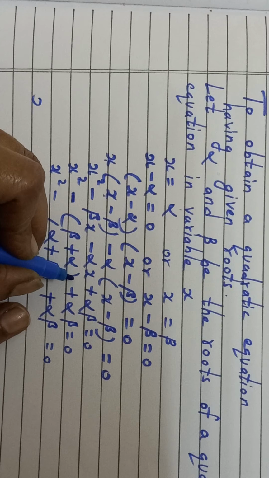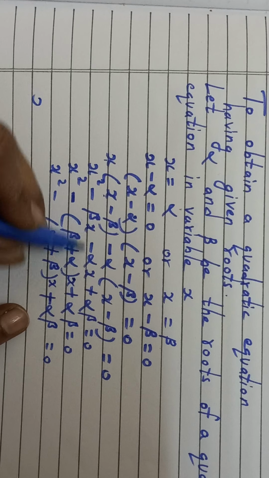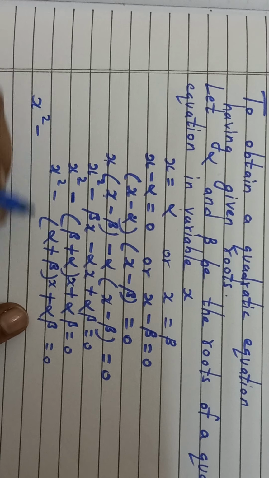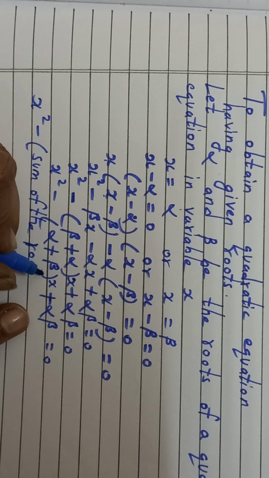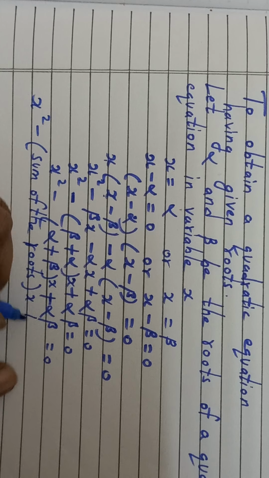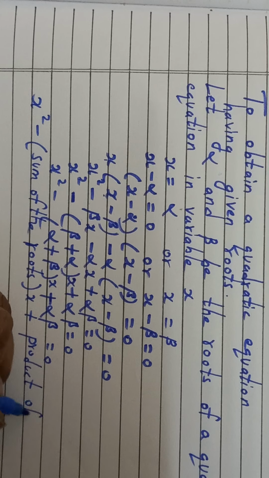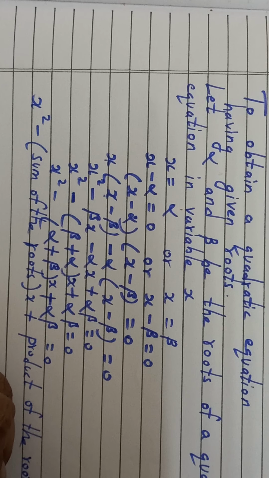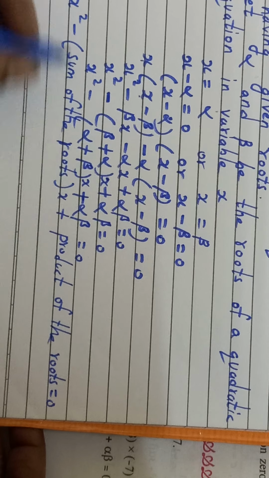So we can write it in words. Here I just forgot to take x common. See, x here and x here. Alpha plus beta in the bracket and x here. So x squared minus (alpha plus beta) means what? Sum of the roots into x. Alpha into beta means what? Product of the roots is equal to 0. Okay, so this is a formula.